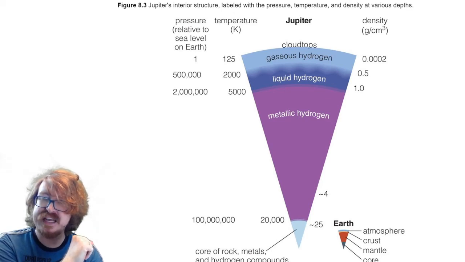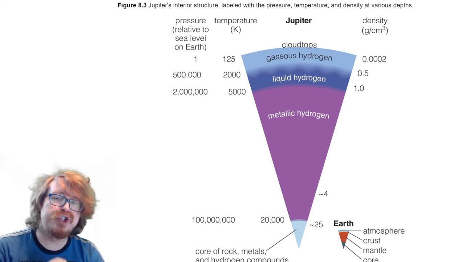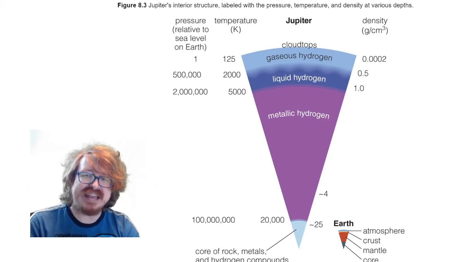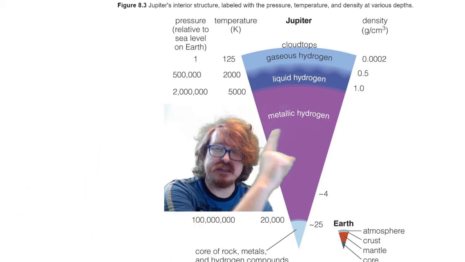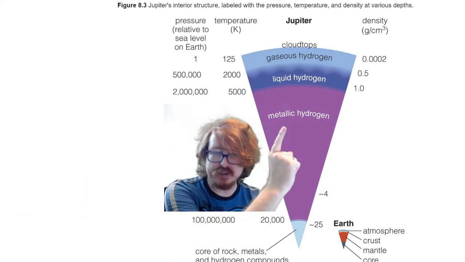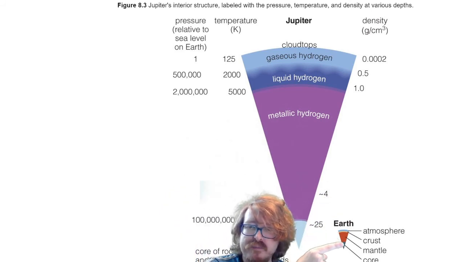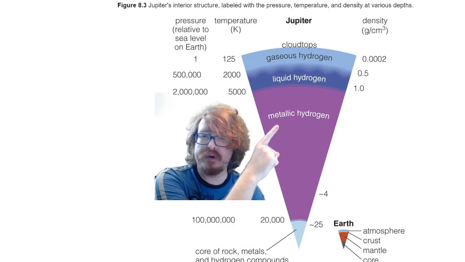Yes. What is it? It's the metallic hydrogen. That is correct. So Jupiter and Saturn make their magnetic fields with this liquid metallic hydrogen. Okay? Earth makes it with this liquid iron down here in its core. Jupiter and Saturn make it with this liquid metallic hydrogen.